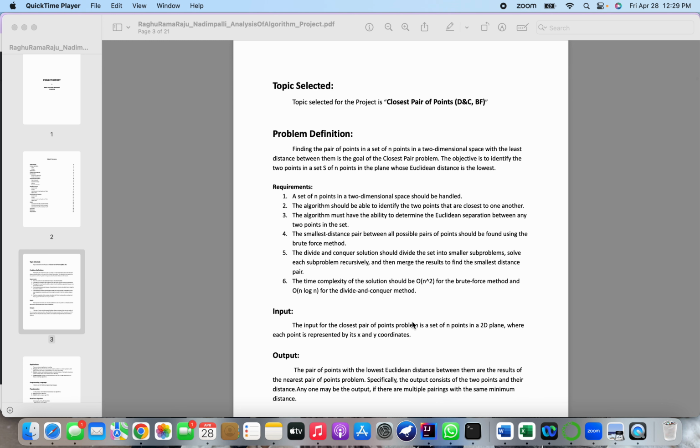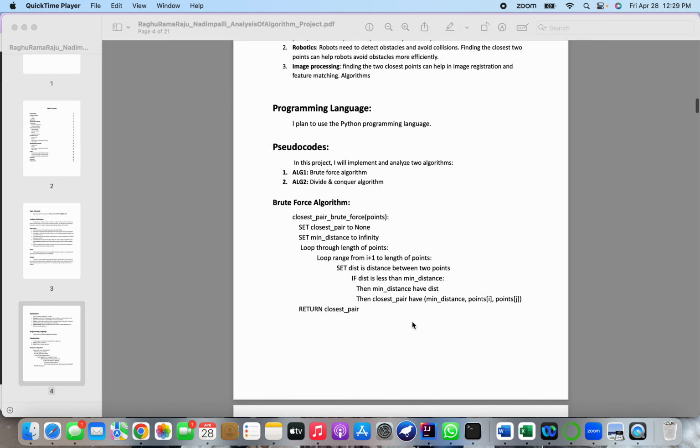So that's the problem definition. The first algorithm that I've chosen is the brute force algorithm. The brute force method is a straightforward algorithm used to solve the closest pair problem. It involves comparing the distance between every pair of points in a set and returning the pair with the smallest distance. Here is how it works.